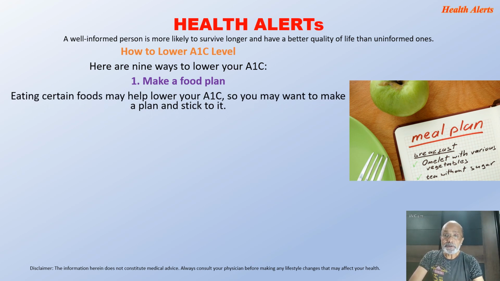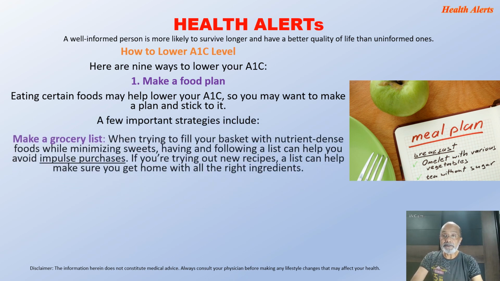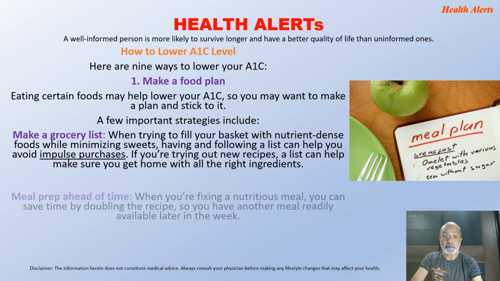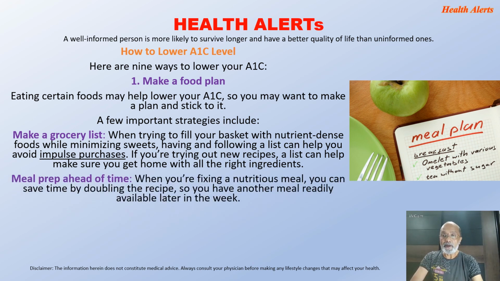Eating certain foods may help lower your A1C, so you may want to make a plan and stick to it. A few important strategies include: make a grocery list. When trying to fill your basket with nutrient-dense foods while minimizing sweets, having and following a list can help you avoid impulse purchases, which all of us are tempted by. If you are trying out new recipes, a list can help make sure you get home with all the right ingredients.